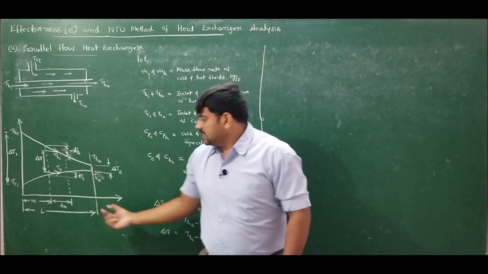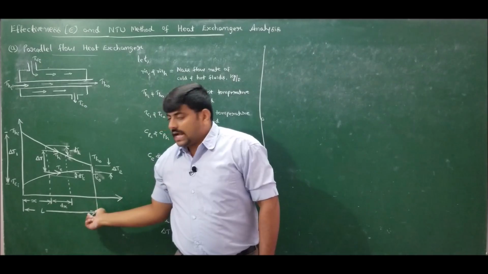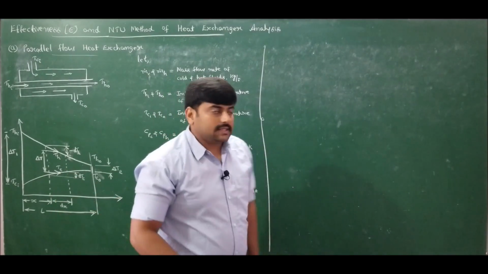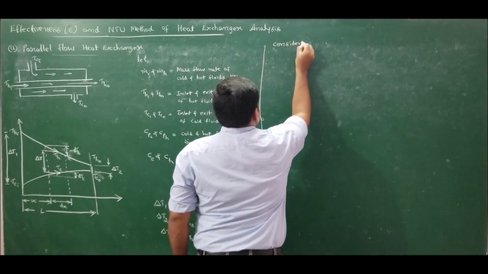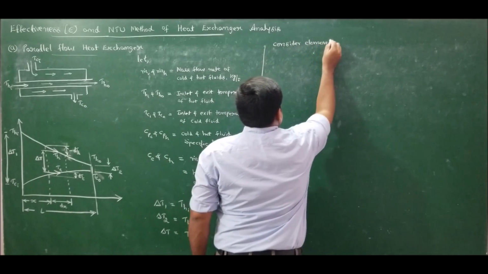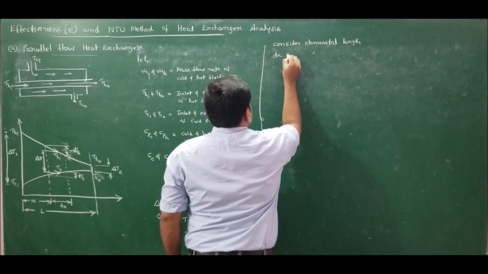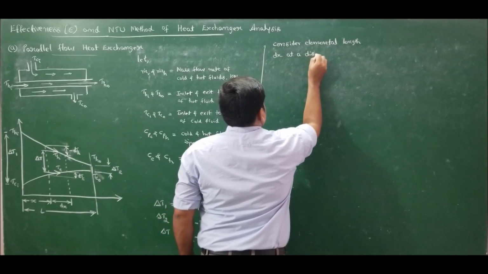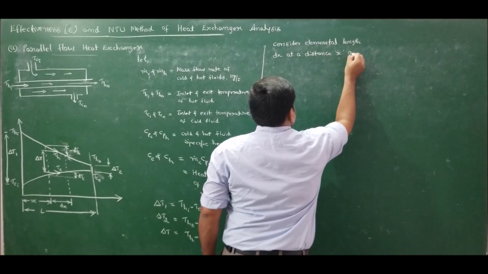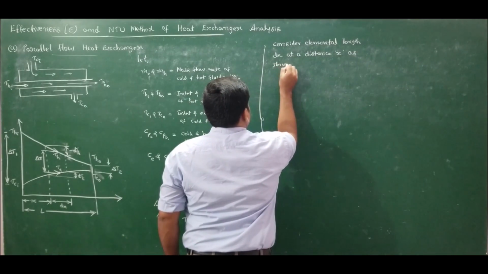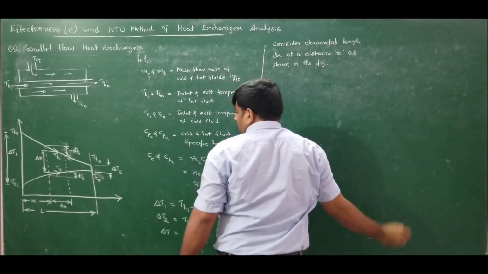As I said, first let us consider the elemental length dx and analyze it. Once I get the result for elemental length, I'll integrate over the entire length of the heat exchanger. So therefore, considering the elemental length dx at a distance x, as shown in the figure.